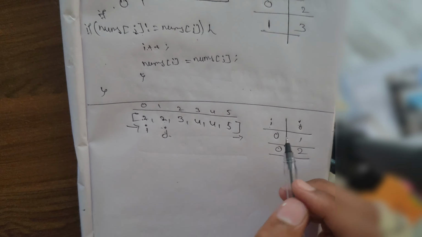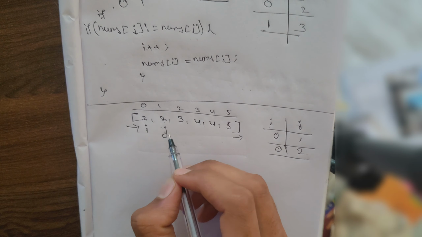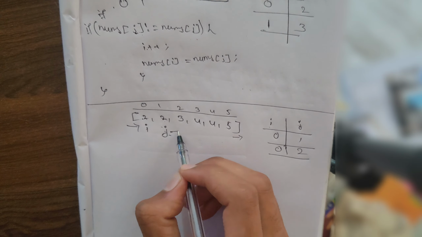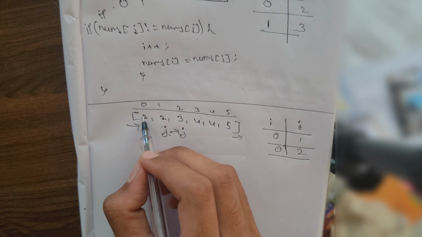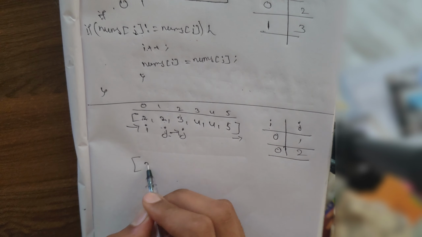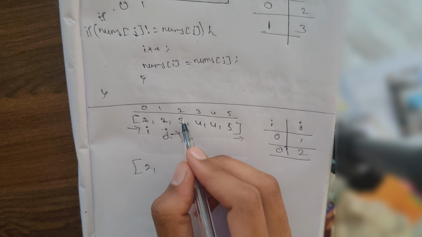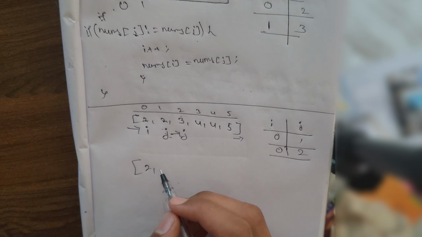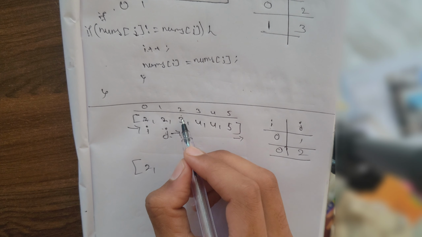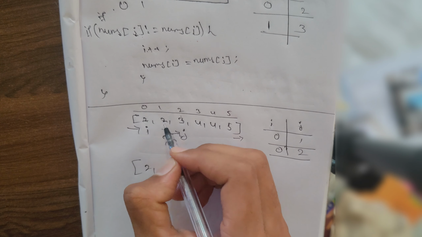So after this, now let us increment the j value. So j value gets shifted to here. Now let us compare 3 with the previous unique element. So what is the previous unique element? 2. So now the current element is 3. Now compare 3 with 2. So both of them are not equal, right? So now what will we do? We will place this 3 at this place.